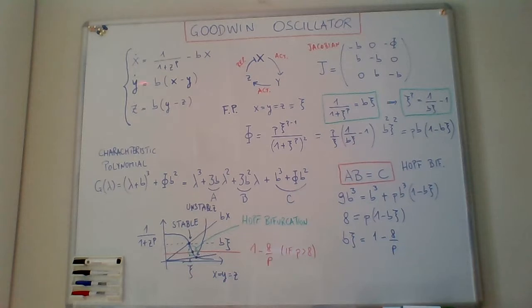Okay, we are going to discuss today what is called the Goodwin Oscillator. This is a three-component system. We have the variable x, the variable y, and z. And the evolution of this three-component system is described by this set of three differential equations.